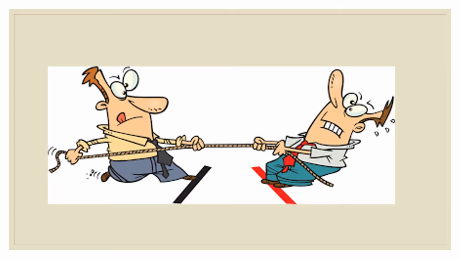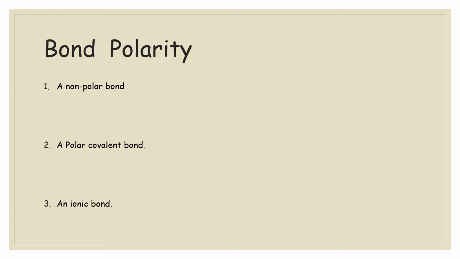Remember, electronegativity is about a tug of war for electrons. A non-polar bond occurs when you have two atoms that are exactly the same, like two chlorines or two hydrogens. This means the difference in electronegativity is equal to 0. It's the equivalent of having two twins tug of war on some electrons.